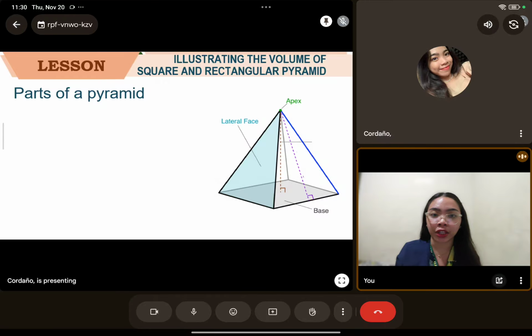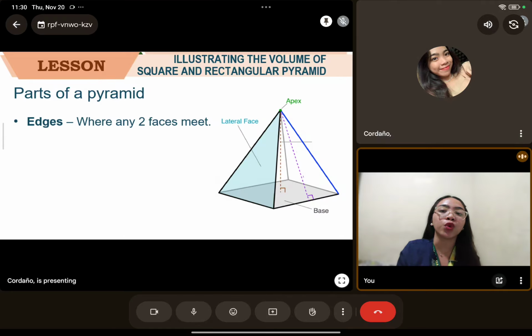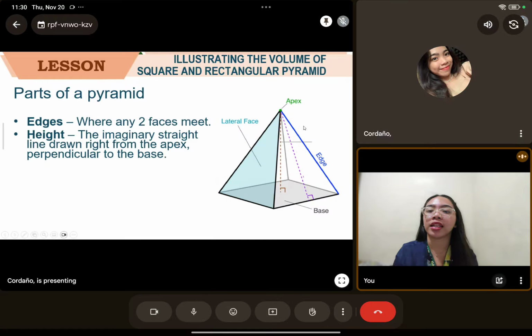So, there are also other parts of a pyramid. Here we have the edges where any two faces meet. Ito po yung edges. Makikita nyo naman dyan sa PPT. Next, the height. It is the imaginary straight line drawn right from the apex perpendicular dun sa base, which is this one.